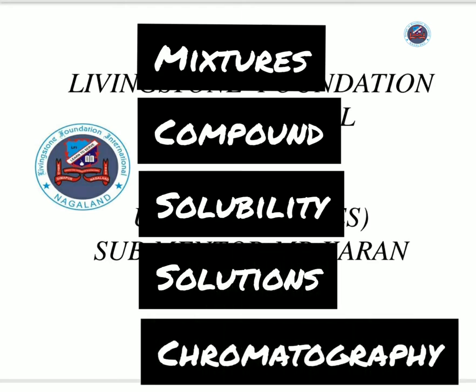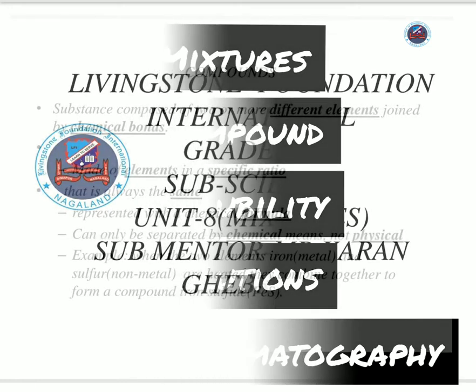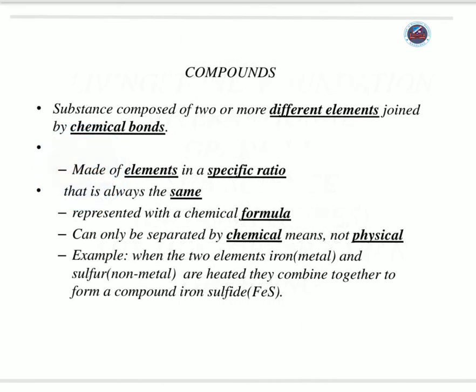So the first slide: compounds. So what actually is a compound? A compound is a substance composed of two or more different elements joined by chemical bonds. As you can see, it's given in the slide. It is made of elements in a specific ratio that is always the same. It is represented with a chemical formula and can only be separated by chemical means and not physical.